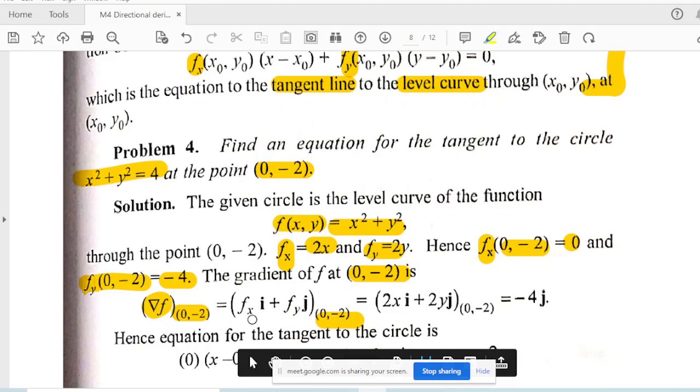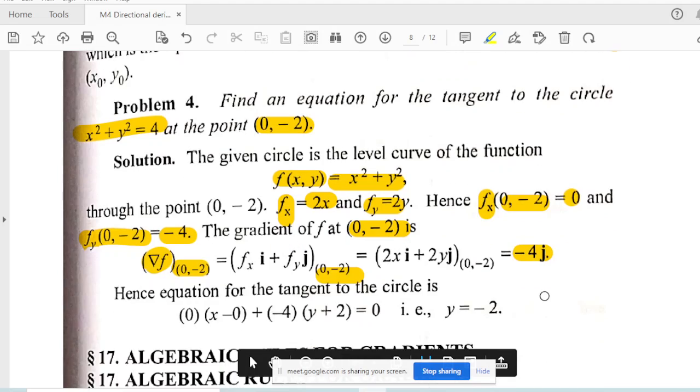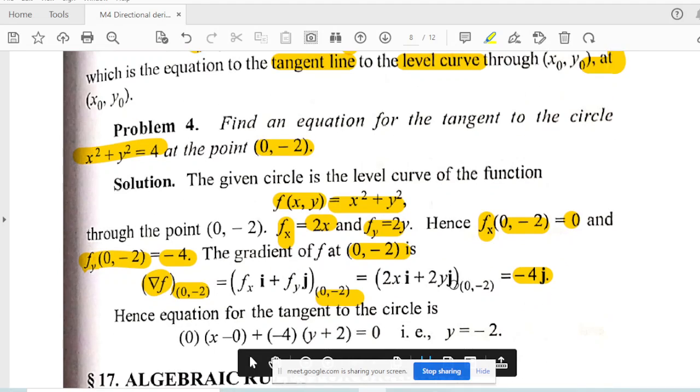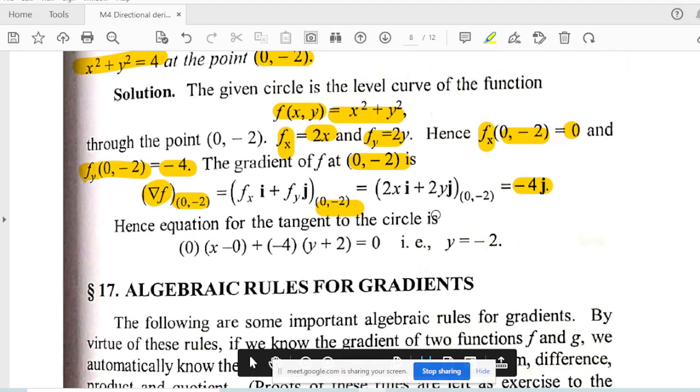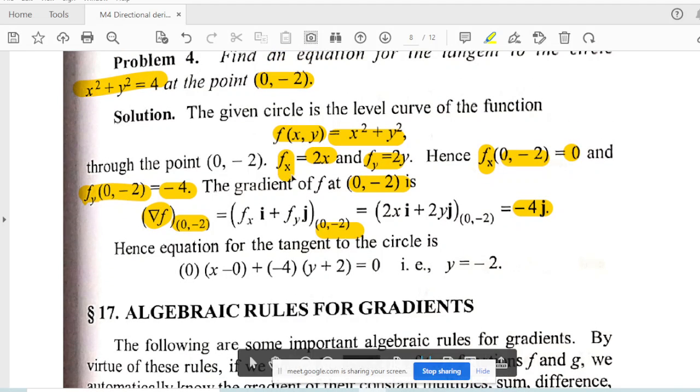Now substitute the known values. You'll be getting 2x i cap plus 2y j cap at 0, -2, which gives -4, right? Because here when we put 0, this term becomes 0, and here when we put -2, we get -4 j. So we have obtained the gradient of f, right? Our motive is that we have to find the equation of the tangent.